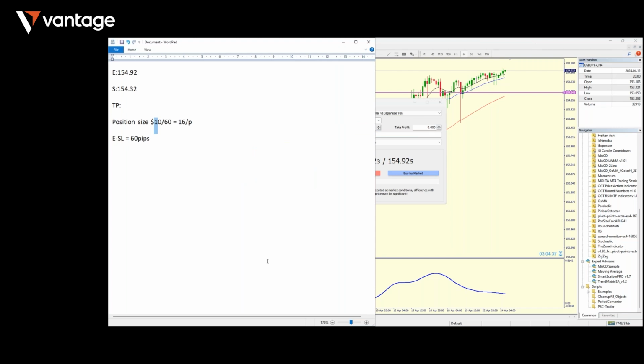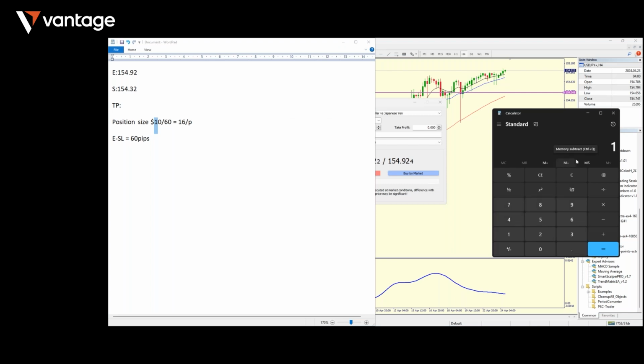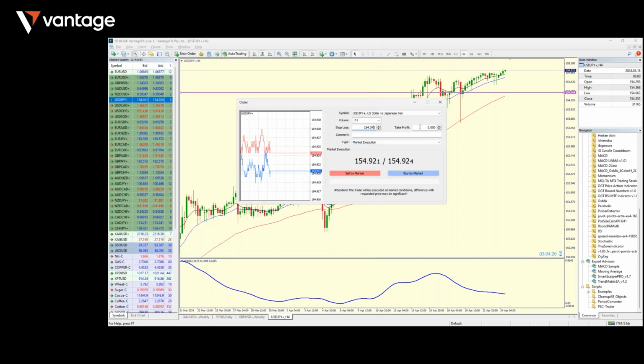So let's just use the calculator to do that. What is 154.92 plus 180? That comes to 156.72. So I've added the 180. 156.72. We'll see the line anyway afterwards. There we go. And I like to comment it. So this will be USD, and I'll put the time frame daily.